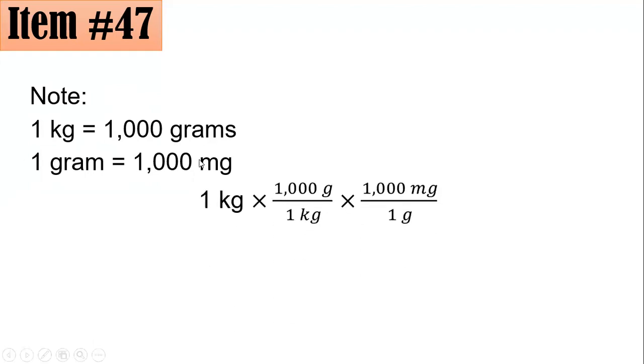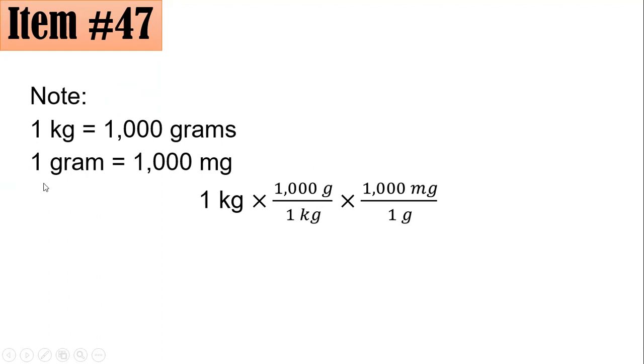And we know that 1 kilogram, we will multiply it by its equivalent, which is 1,000 grams over 1 kilogram. Why did I make the 1 kilogram at the denominator? Because my intention is to cancel them. This is 1, remember, this is 1. But I chose the 1 kilogram to be at the bottom because I wanted to cancel it. And if that's the case, the grams will be left.